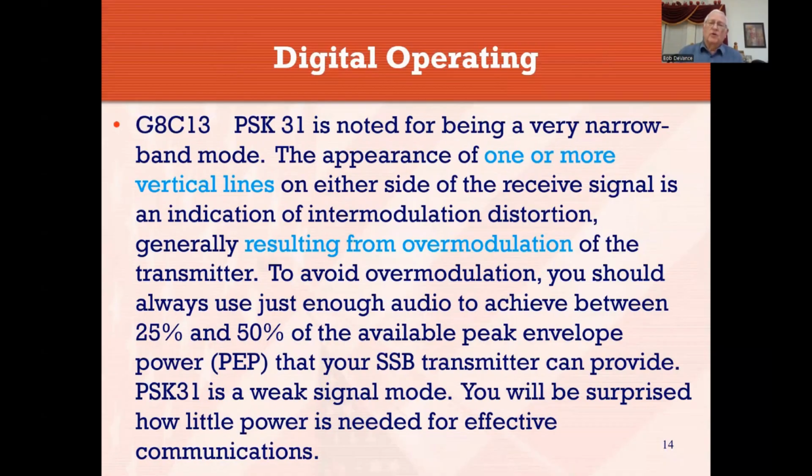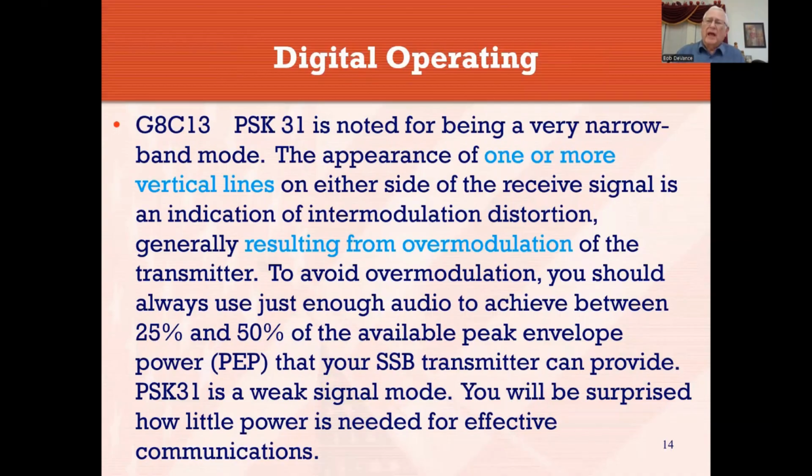The appearance of one or more vertical lines on either side of the received signal is an indication of intermodulation distortion, generally resulting from overmodulation or overdriving the transmitter. What they didn't say in the beginning to introduce that is we're talking about the waterfall display. Most of the programs that we use give you a waterfall display that shows a visual of the signals coming in. You'll see in PSK 31 it's usually blue unless you change the color scheme. There'll be a blue line that will start from the top of the waterfall and start wiggling its way down.